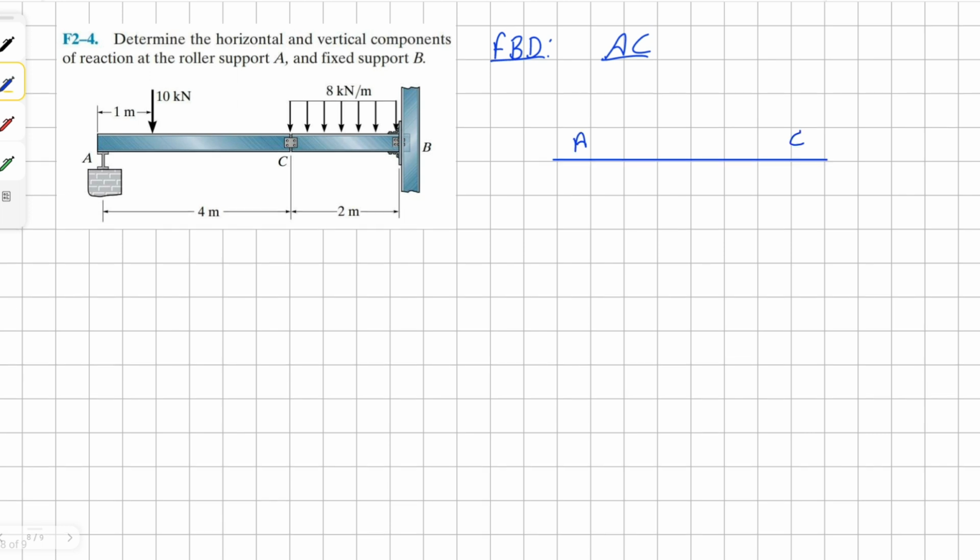So for member AC, we have an external point load, 10 kilonewton at 1 meter. And then because we know that it's a roller support at A, there's going to be only one vertical reaction. And at C, we can assume that there's only going to be a vertical reaction as well. Actually, because we also have the other member, CB, we can also assume that CX exists for now, or we'll see later on if there is a need to calculate the reaction in the x direction or not. Okay, all right, so let's take a moment about the point C.